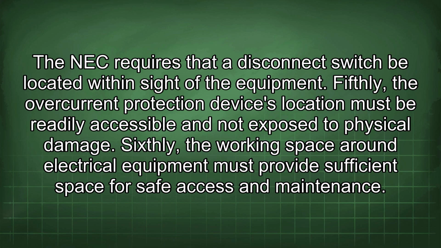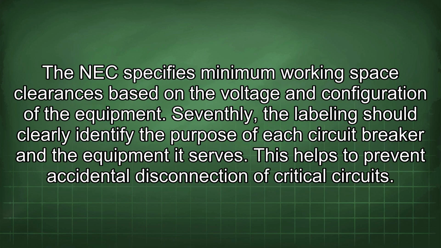Sixthly, the working space around electrical equipment must provide sufficient space for safe access and maintenance. The NEC specifies minimum working space clearances based on the voltage and configuration of the equipment. Seventhly, the labeling should clearly identify the purpose of each circuit breaker and the equipment it serves. This helps to prevent accidental disconnection of critical circuits.